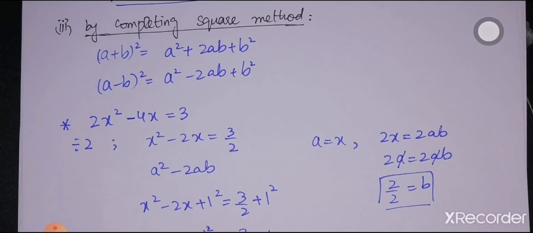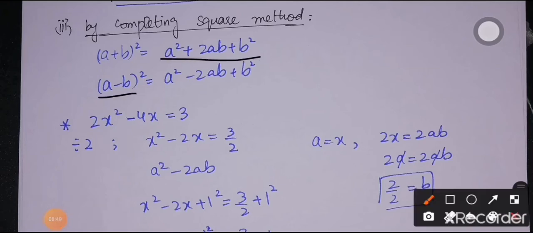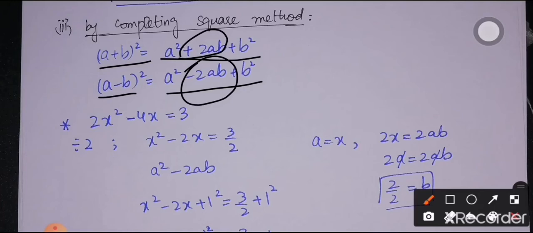the given expression. Complete square means we will try to follow the formula a plus b whole square is equal to a square plus 2ab plus b square, and a minus b whole square is equal to a square minus 2ab plus b square. So these are the two formulas that we will try to generate or develop. It depends on whether we have a plus sign or a negative sign. So we have the equation 2x square minus 4x plus 3.